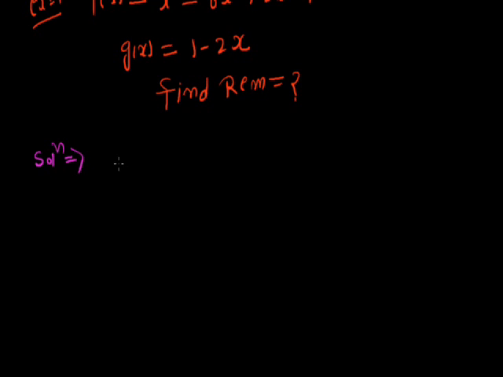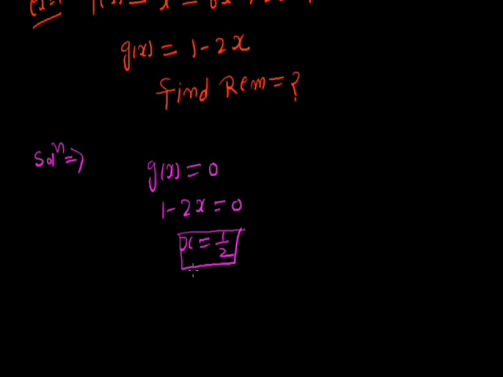Here f of x is equal to x cube minus 6x square plus 2x minus 4. We have to divide this by 1 minus 2x. So what is the remainder? For this, first of all, we put g of x is equal to 0, meaning 1 minus 2x is equal to 0. So from here we get x is equal to 1 by 2. So by substituting g of x is equal to 0, we are getting the value x is equal to 1 by 2.